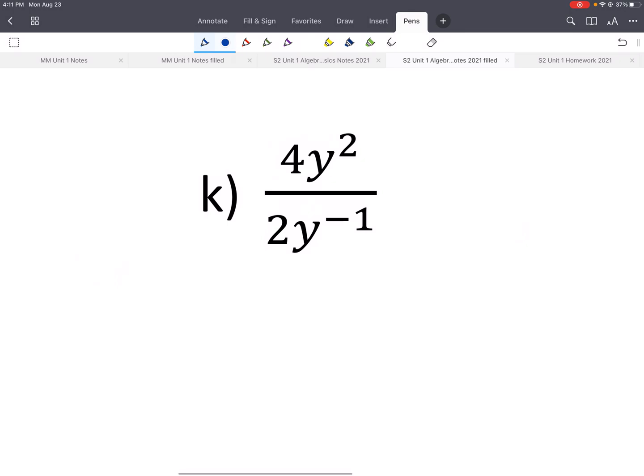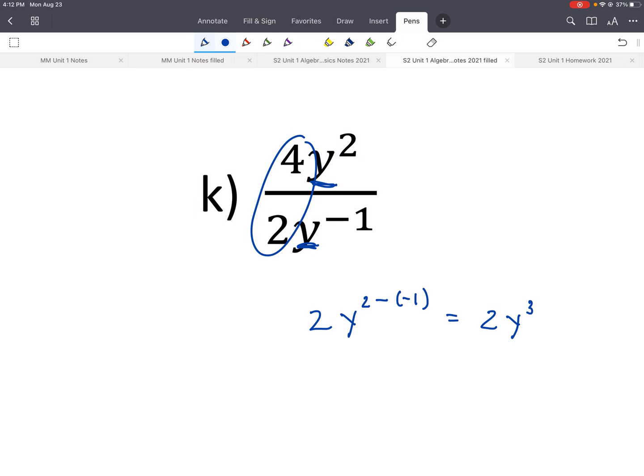All right, here's another one. Simplify. 4 divided by 2 is 2. And then we have y squared minus negative 1. Again, we have like bases. They're being divided, so we'll subtract their exponents. So we end up getting 2y to the 3rd.